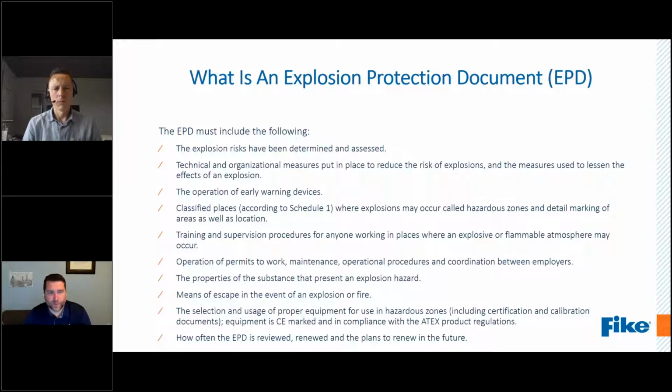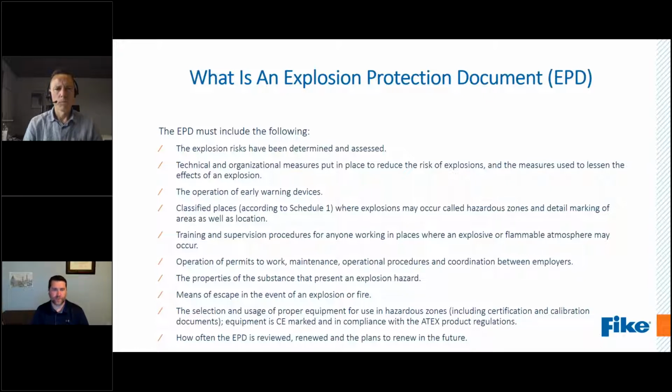So what must it include? Well, here's the long list of items it must include. And a lot of this pertains to the risk analysis portion that we're going to focus on. So the first part, explosion risks have been determined and assessed. That's going to be the risk analysis. The technical and organizational measures put in place to reduce risk of explosions, and measures used to lessen the effects of the explosion. That's what you're doing with the risk analysis at the end. You're coming up with your safeguards and your recommendations and what measures you put into place.